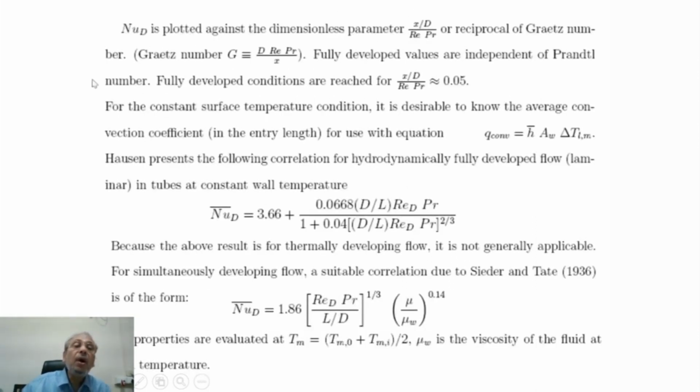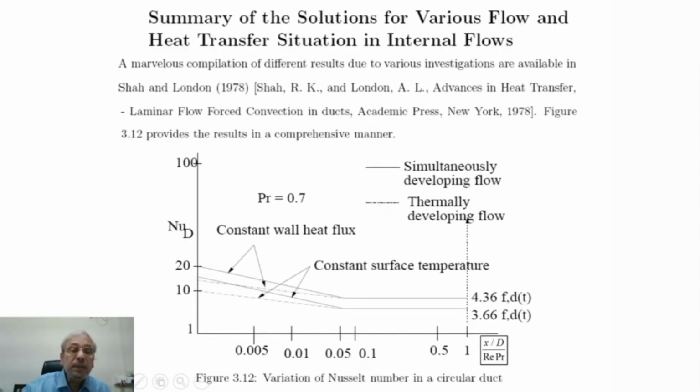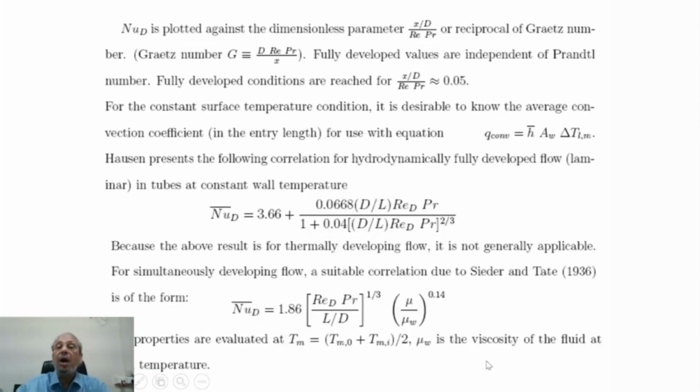So, Nusselt number Nu_D is plotted against the dimensionless parameter x by D Re Pr. This is Nusselt number, this is x by D Re Pr, or this can also be called the Graetz number. Graetz is a very well-known scientist who gave solutions for hydrodynamically developed and thermally developing flow fields. So this is named after Graetz.